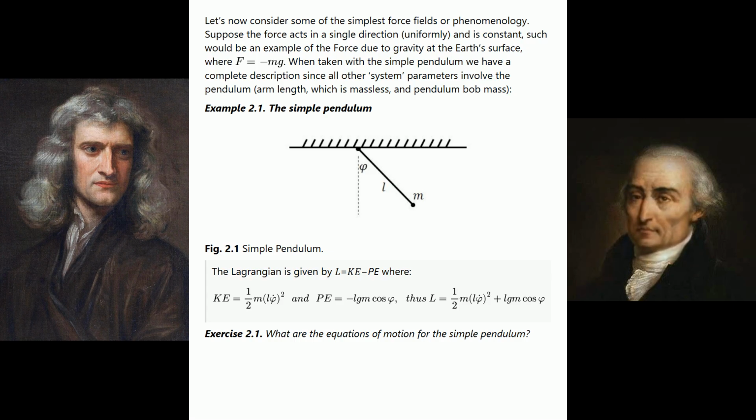Example 2.1. The simple pendulum. Figure 2.1 Simple pendulum. The Lagrangian is given by L = T − V where... Exercise 2.1. What are the equations of motion for the simple pendulum?